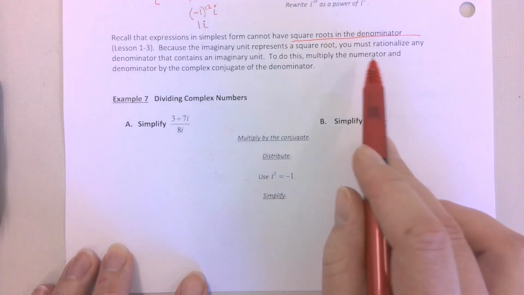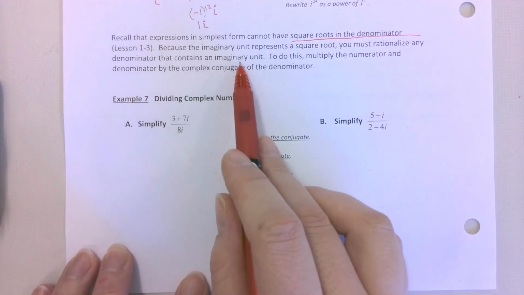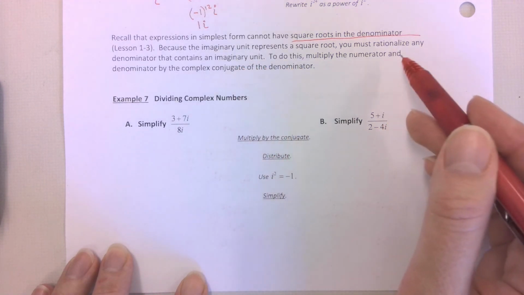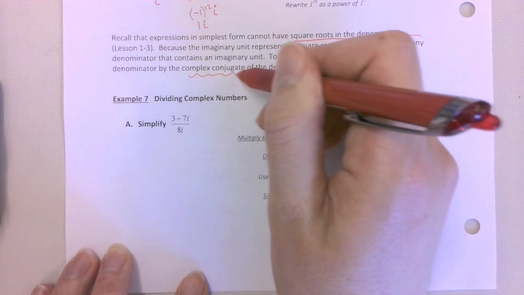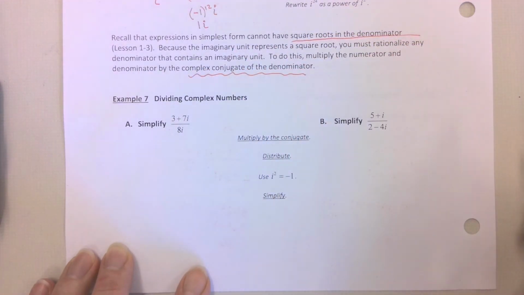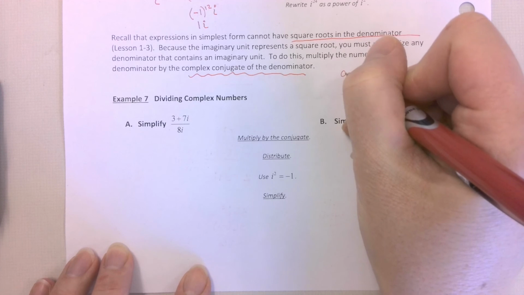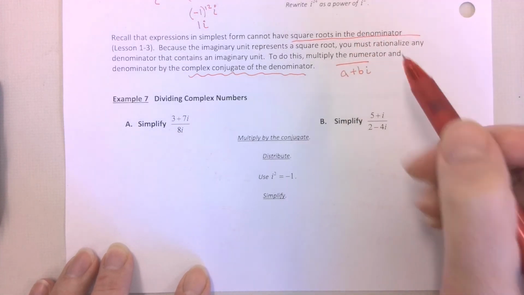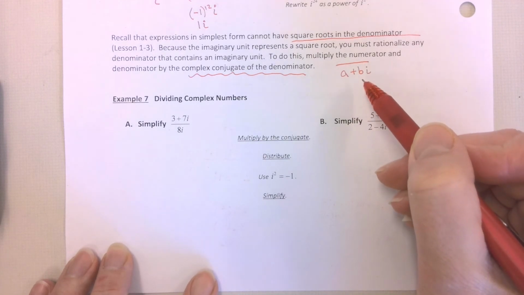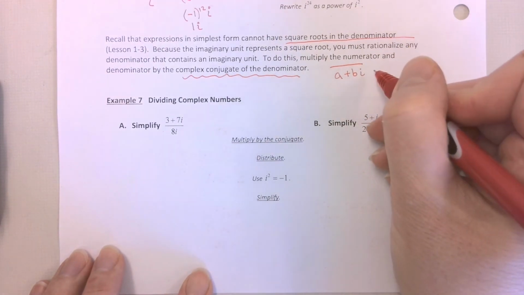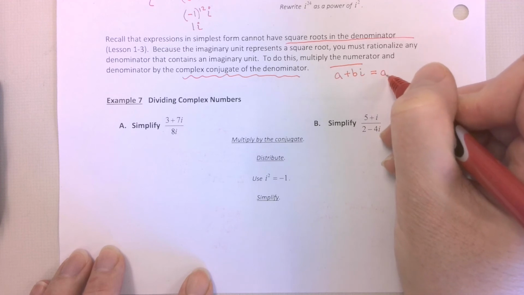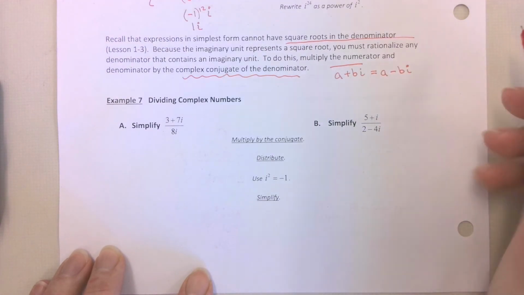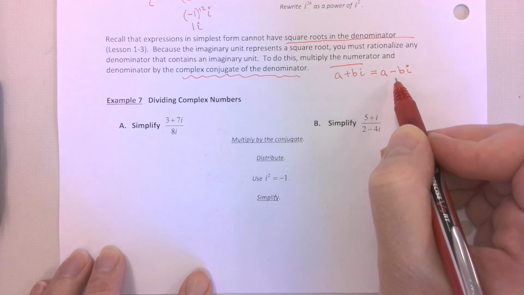All right? So we are going to rationalize any denominator that contains an imaginary unit. And to do this, we're going to multiply the numerator and the denominator by the complex conjugate. So let's remember what the complex conjugate is. If I have an imaginary number a plus bi, and I have a line over that, that is telling you to find the complex conjugate of a plus bi. And the complex conjugate of a plus bi is simply a minus bi. The complex conjugate changes only the sign of the imaginary number.